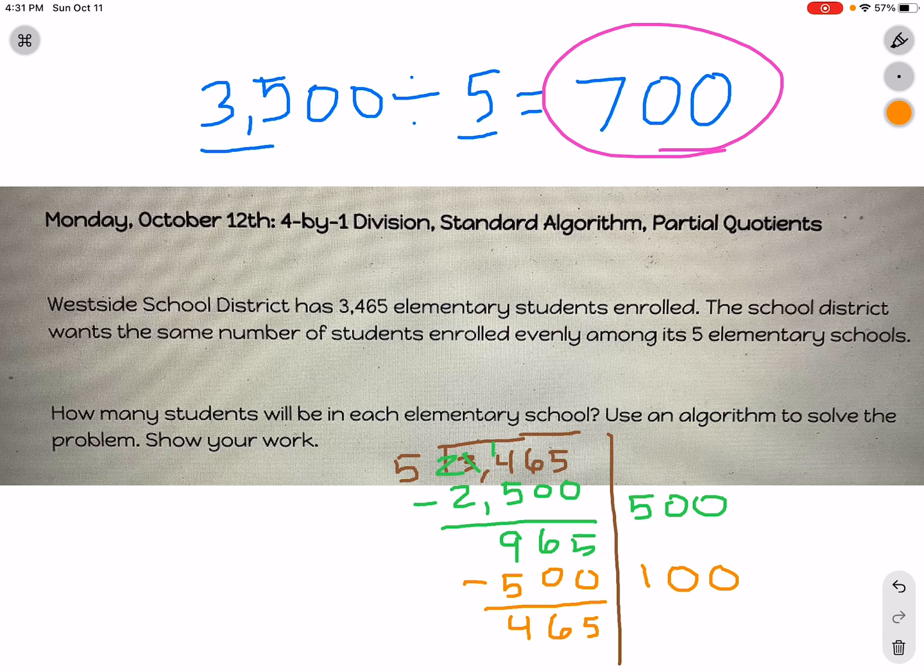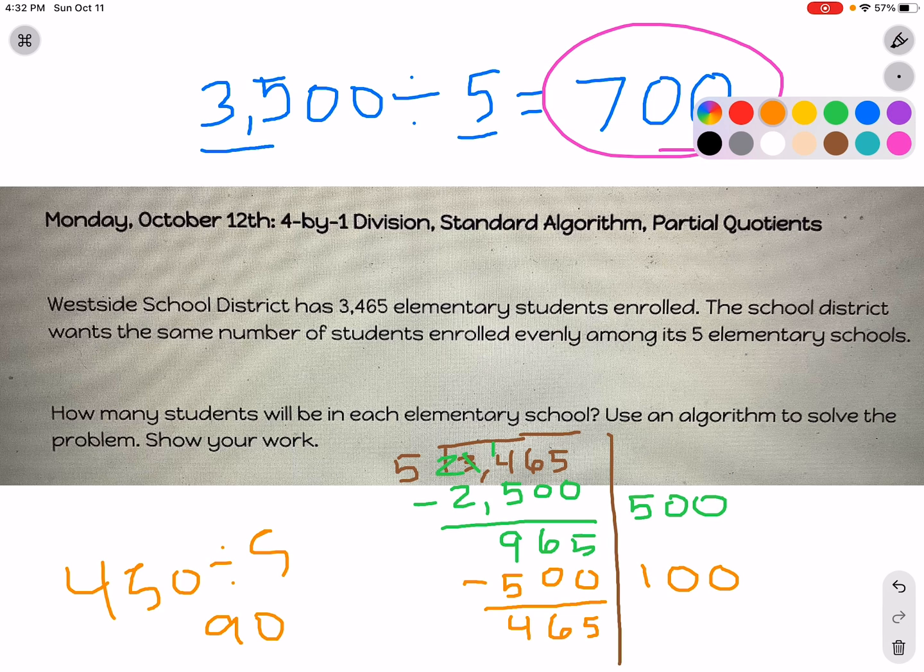And this is another area where you could estimate, well, what's close to 465? Well, what would 450 divided by 5 look like? And I know that 45 divided by 5 is 9. And then if I add my 0, 90. So I'm going to try 90, and I'm going to see what 90 looks like. So we're going to write 90 here.